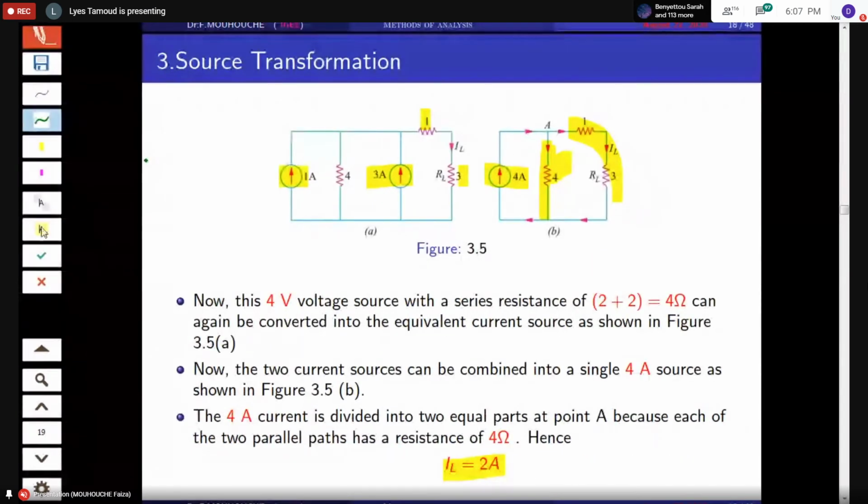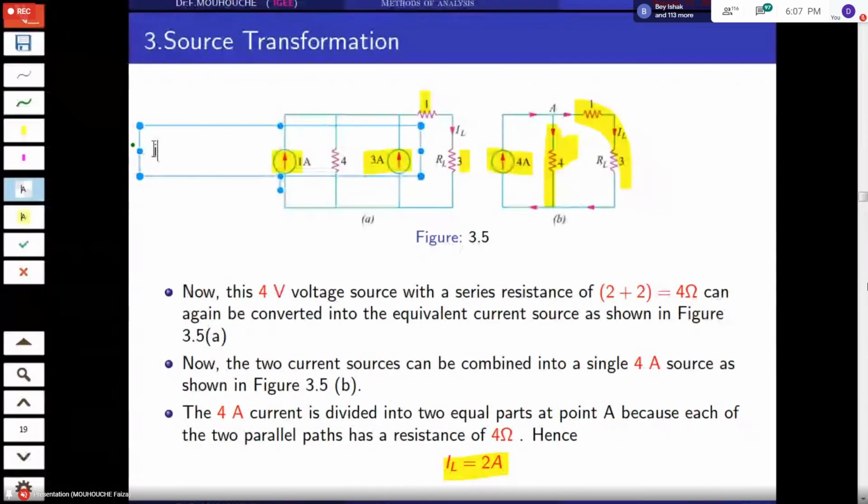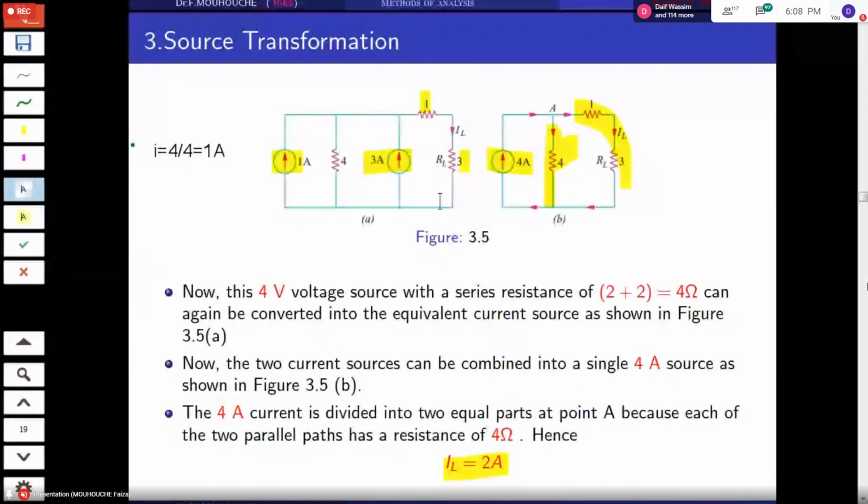So that I equals 4/4 equals 1 ampere, which is in parallel with 4 ohm. Okay, so here, as you can see in this figure, we have 2 current sources in parallel. We can add them, as I said in chapter 2, which we will cover next week. So 1 ampere plus 3 ampere equals 4 ampere. Okay, 4 ampere is in parallel with 4 ohm.